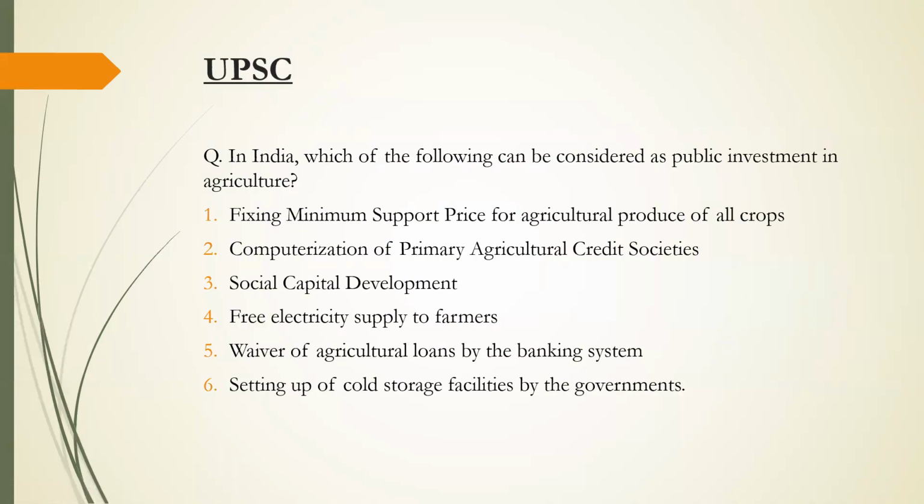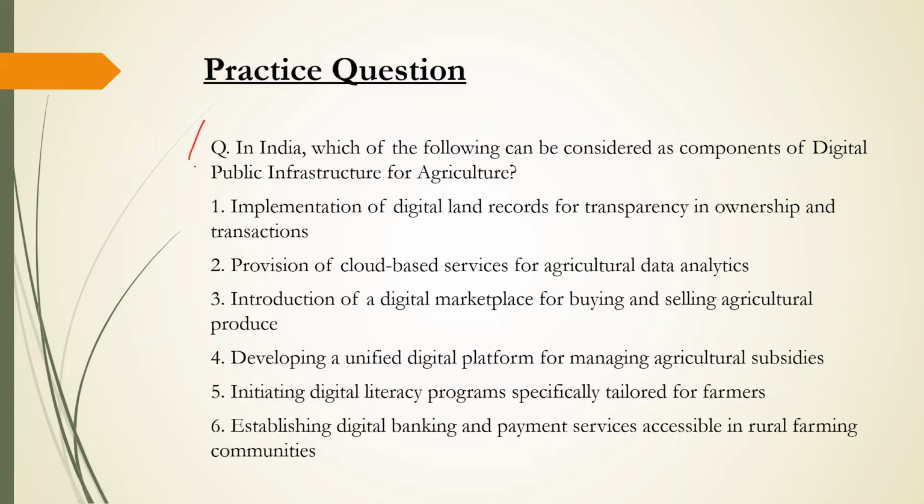Come to the next one. Now this one is agriculture. You can see here the kind of questions that are asked in agriculture. This is again a UPSC question: in India, which of the following can be considered as a public investment in agriculture? This question has already been asked. Now, what we need to do is try to create the same question based on the interim budget. In the interim budget, we have a statement given by the finance minister, that is digital public infrastructure for agriculture.